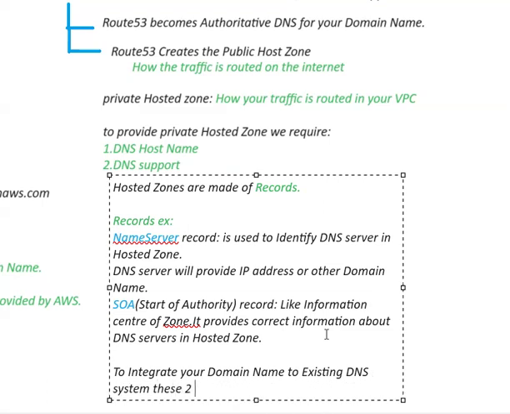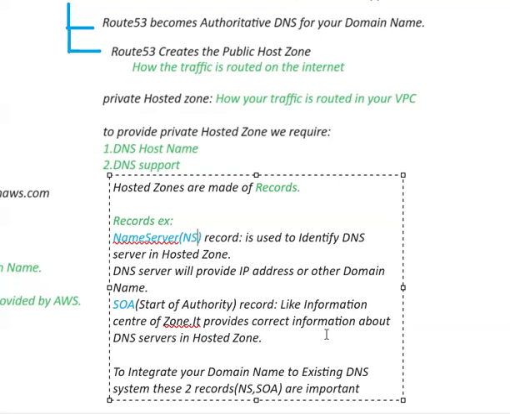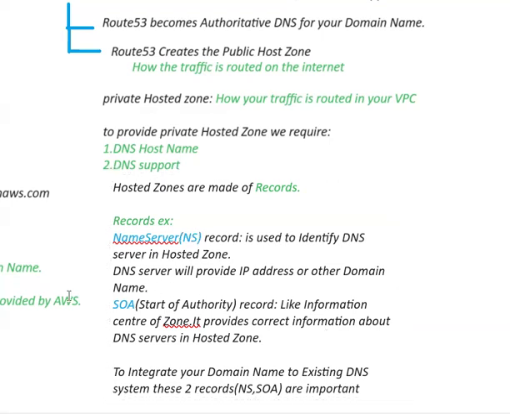These two records are important. So what are the two records? NS record, that is name server record, and SOA record, that is start of authority record. Let us write the shortcut here as well: NS record. So in order to integrate our domain name with the existing DNS, these two are important.